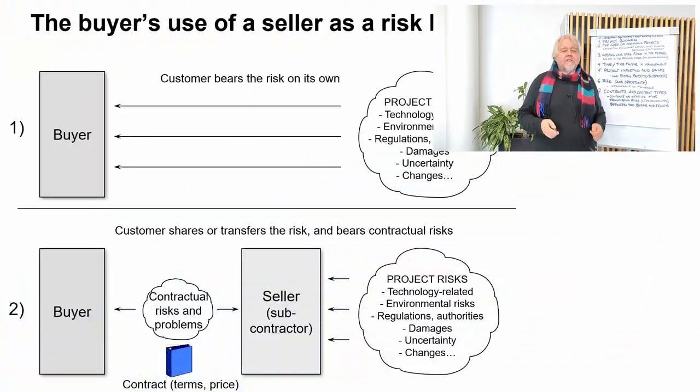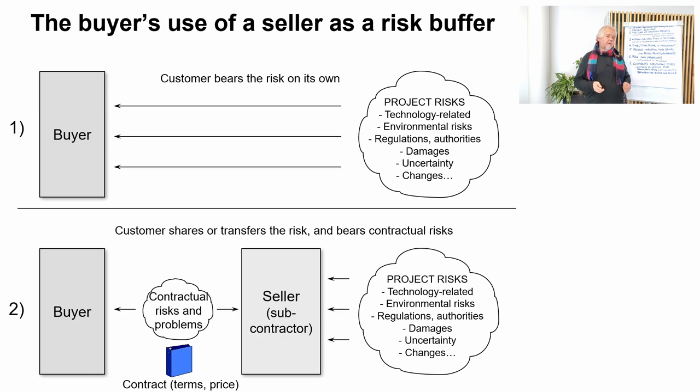So this picture tells about this transferring of risk. The title is "The Buyer's Use of a Seller as a Risk Buffer." The upper picture shows us a risk cloud, the risk of doing the job and everything that is included in doing the job. It can be that the customer bears the risk on its own, so the whole risk cloud hits the customer. If the customer can do the job, the customer may want to do it and take all the risks that are included. But in the lower part of this picture, the buyer has taken a seller as a risk buffer to do the job and absorb the risk cloud.